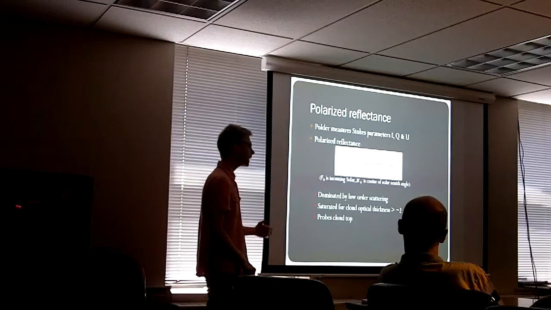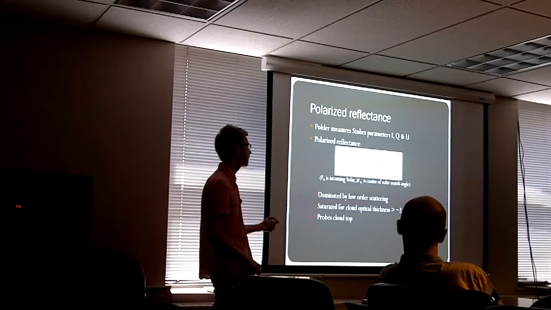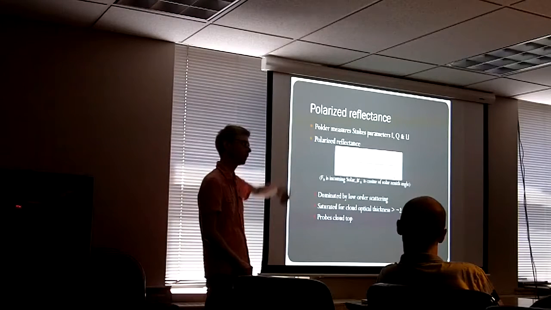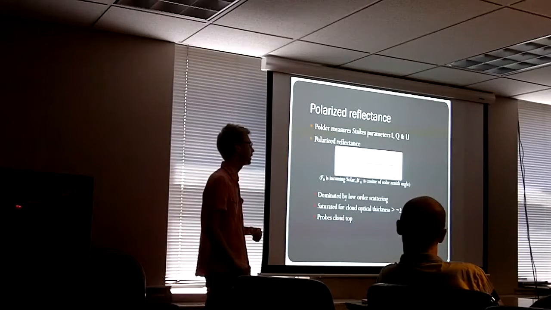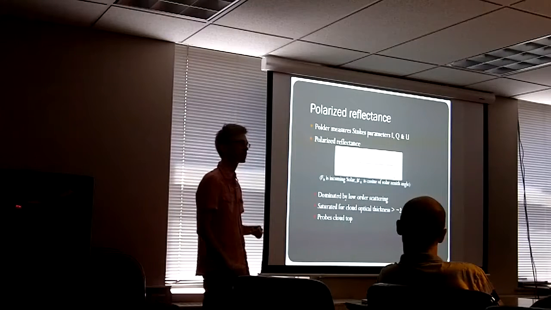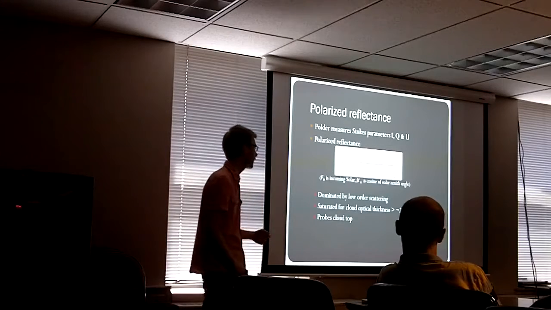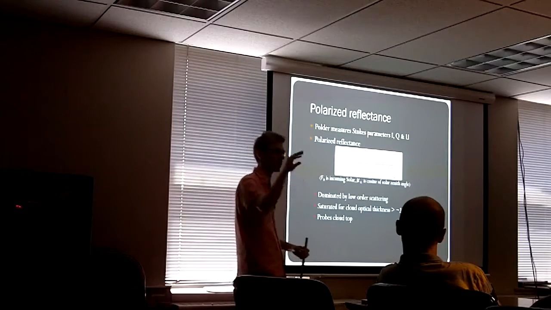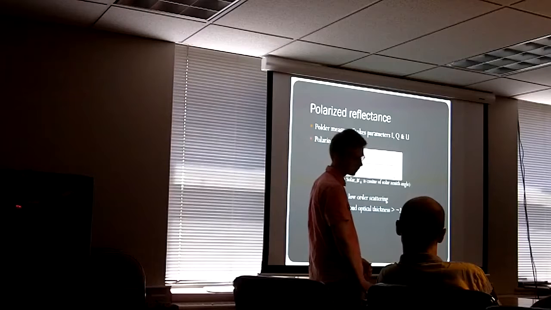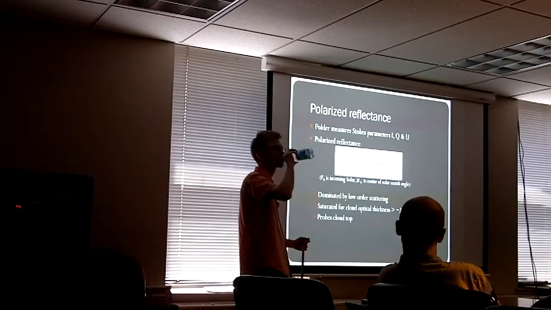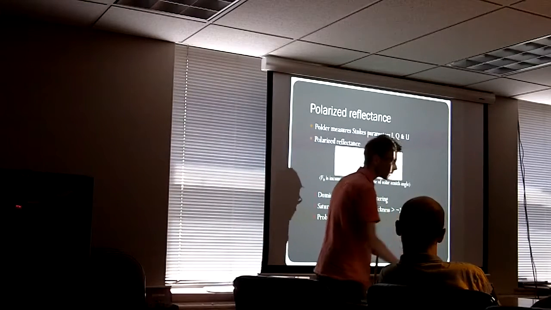Polarized reflectance is dominated by low order scattering, and therefore it saturates quickly at the top of the clouds. So for optical thickness above about 2 or so, it's already saturated. So it probes the very cloud top. Can you give us quick intuition for what you just said about domination by low order scattering? Is that because it saturates quickly?